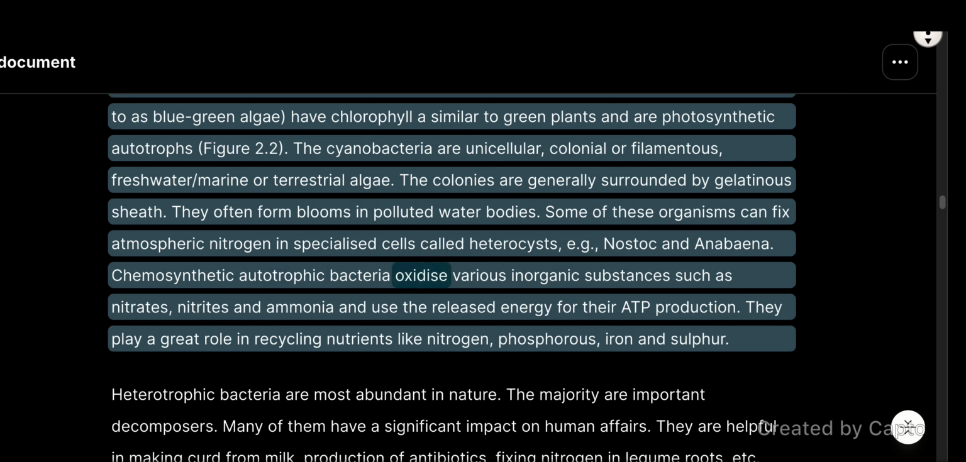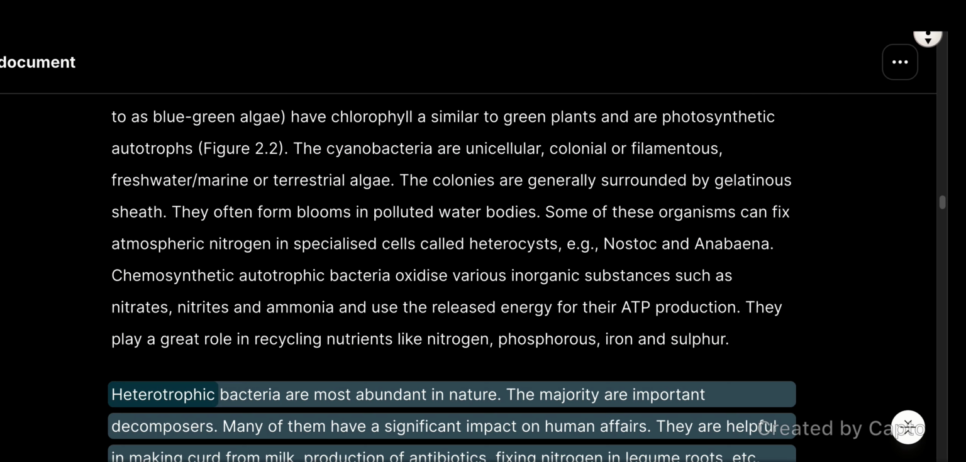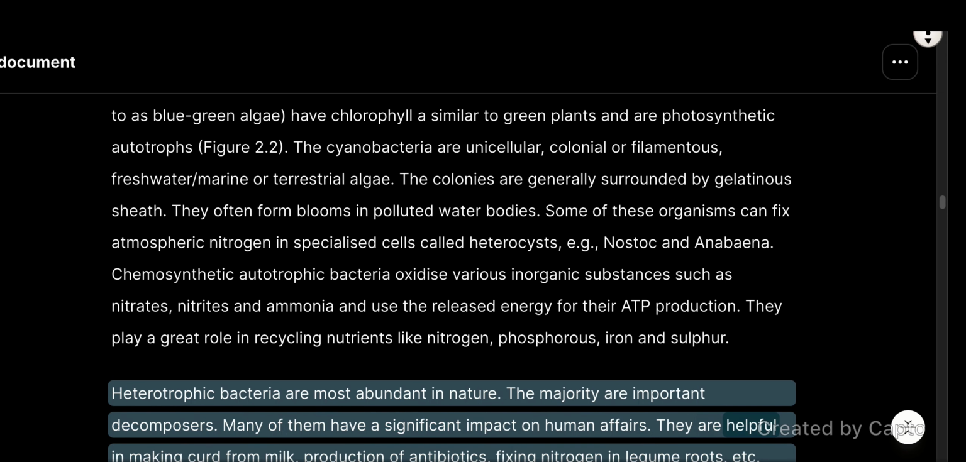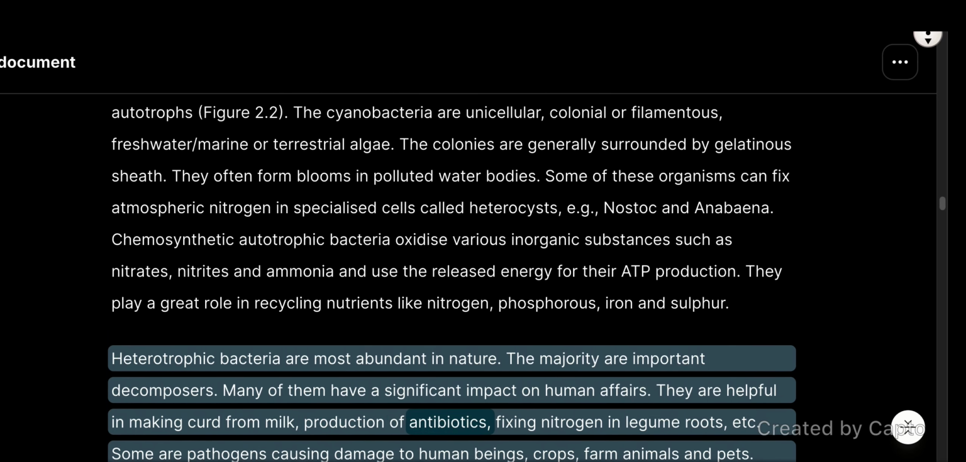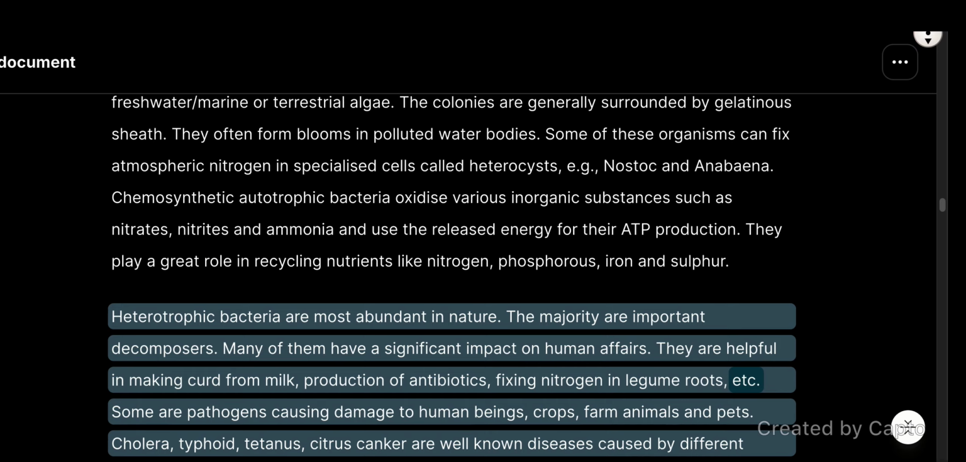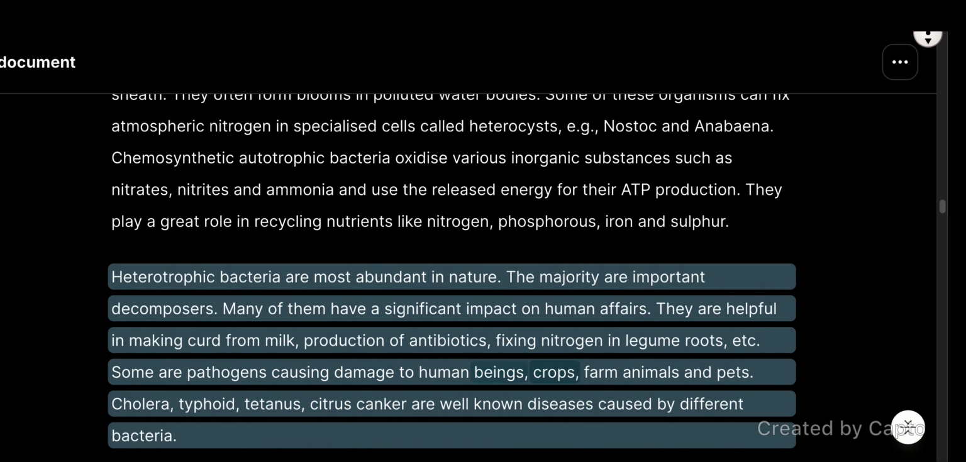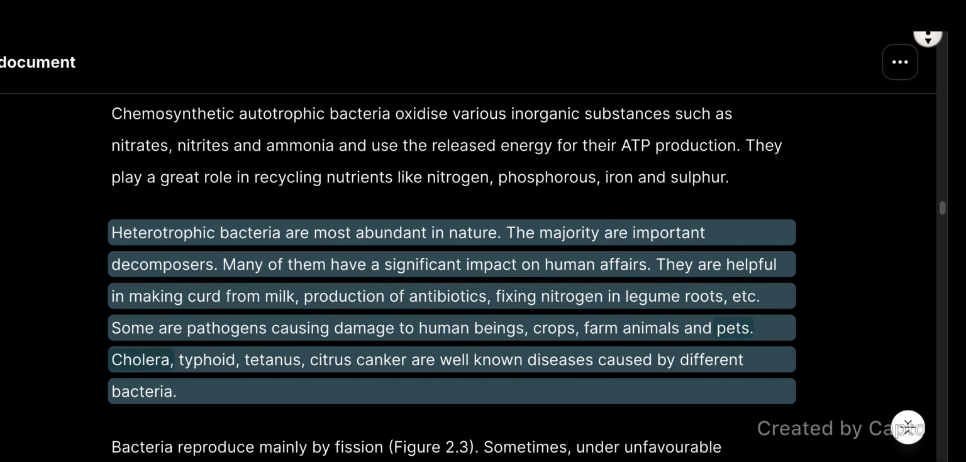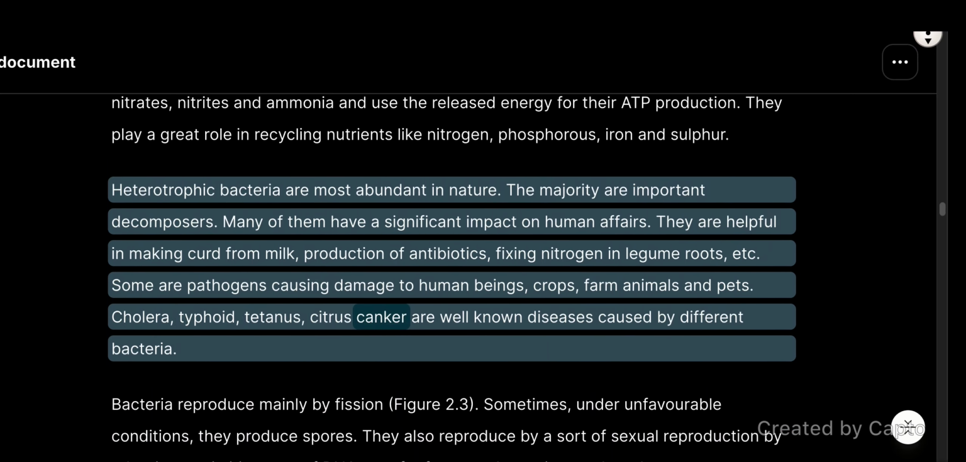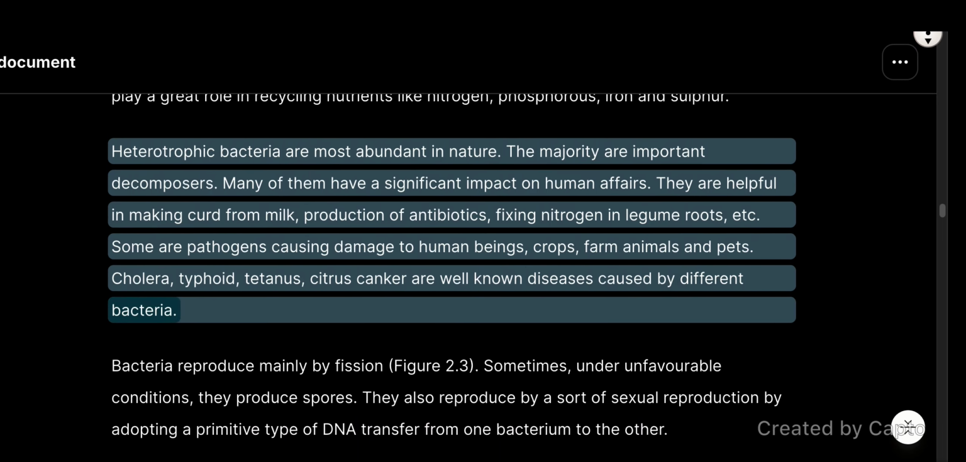Chemosynthetic autotrophic bacteria oxidize various inorganic substances such as nitrates, nitrites, and ammonia and use the released energy for their ATP production. They play a great role in recycling nutrients like nitrogen, phosphorus, iron, and sulfur. Heterotrophic bacteria are most abundant in nature. The majority are important decomposers. Many of them have a significant impact on human affairs. They are helpful in making curd from milk, production of antibiotics, fixing nitrogen in legume roots, etc. Some are pathogens causing damage to human beings, crops, farm animals, and pets. Cholera, typhoid, tetanus, citrus canker are well-known diseases caused by different bacteria.